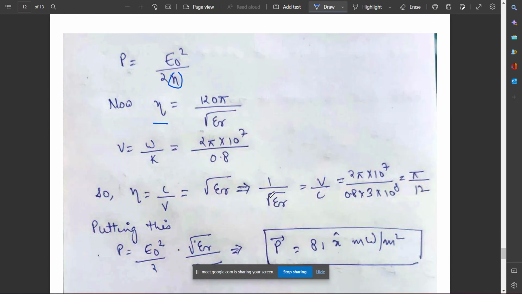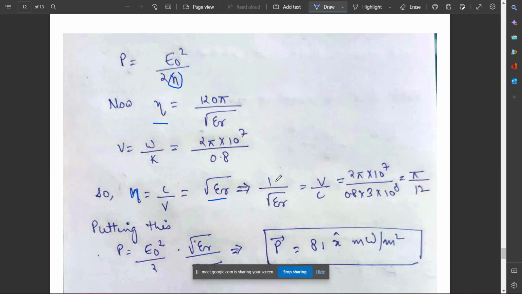So that we got, right? And this is the refractive index, this is n. So n is equal to c by v, right? Refractive index is equal to the speed of light upon the wave velocity, which will be equal to the square root of epsilon r. So we will put these values, right?